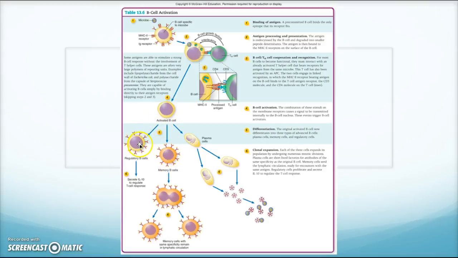It can also produce regulatory B cells, and these have the ability to secrete interleukin-10, which regulates T cell response. And then one of the more important things is that it becomes plasma cells. It can make plasma cells, which then can produce antibodies that are specific for the particular antigen that it was exposed to up in step 1 or step 2. And it's these antibodies that actually play the big role.